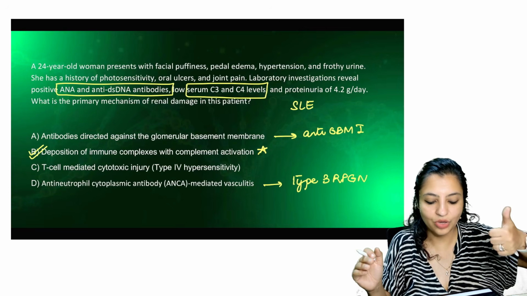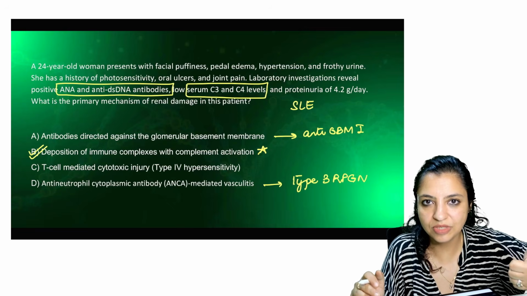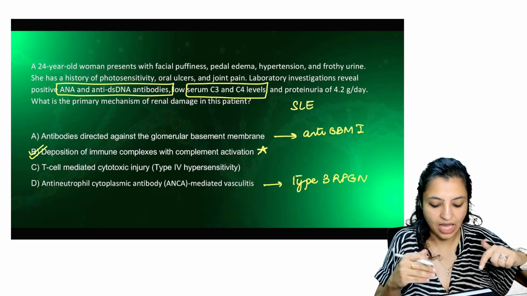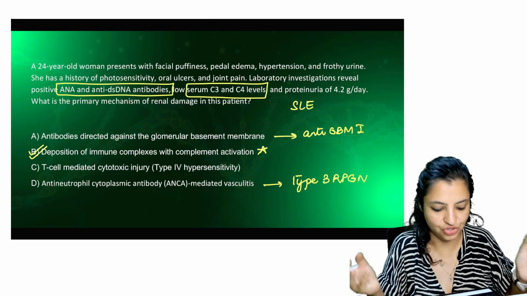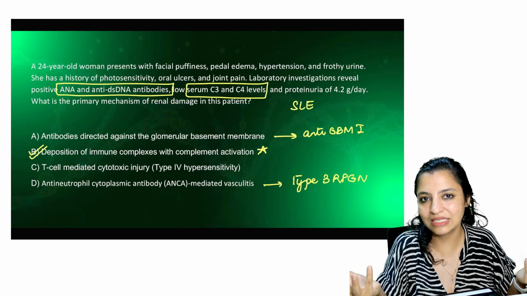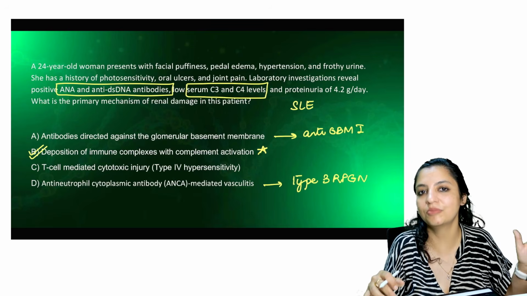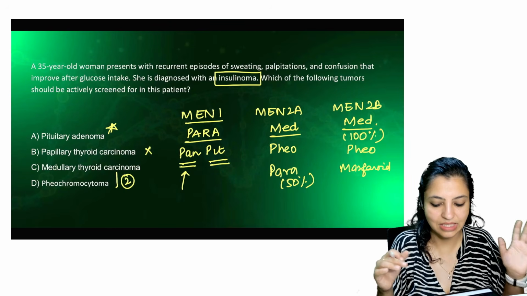It was simple. Okay, anti-GBM antibodies are seen in anti-GBM disease which causes type 1 RPGN, and ANCA mediated is type 3 RPGN. T cell mediated can occur in many conditions. Okay, so that was classical SLE, which is type 3 hypersensitivity reaction due to immune complexes. Let's come to the next.